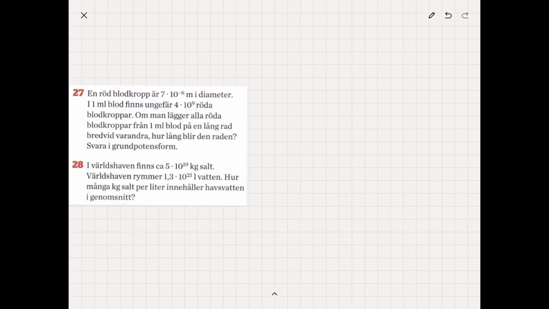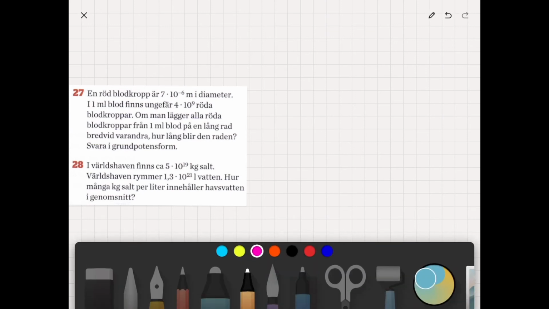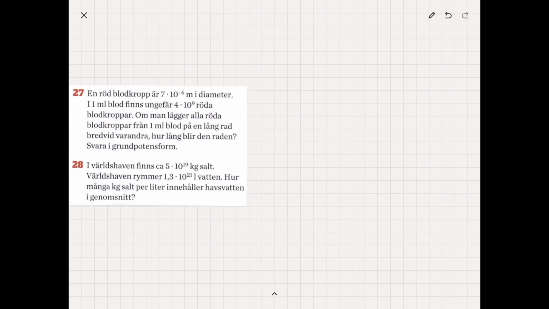For our last set of questions here, we're actually going to do some in Swedish, just so that any of you who do happen to study Swedish get familiarity with how tricky this can get. So we're going to start with question 27 here. So I'm going to put 27 right there.